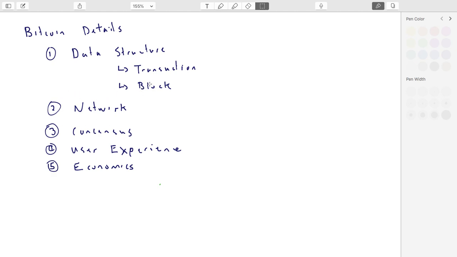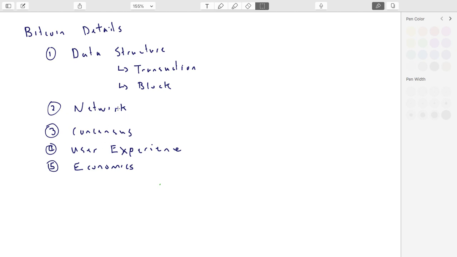We know what the transaction's data structure is, but how does that transaction go from my computer all the way to being actually included in a block? What does that look like? So we'll talk about the network.